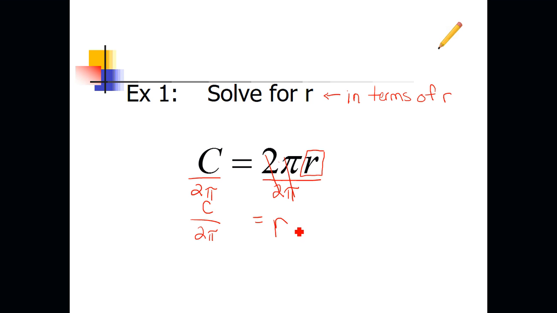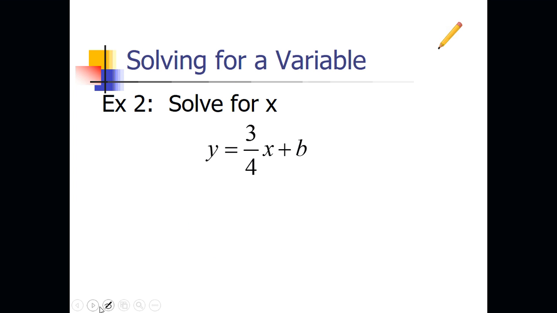Notice we don't get an answer like r equals 4. We've just rearranged the formula so that r is isolated, or he is by himself. So all the other variables are on the other side. Now let's take a look at another one. You've done this before as well.